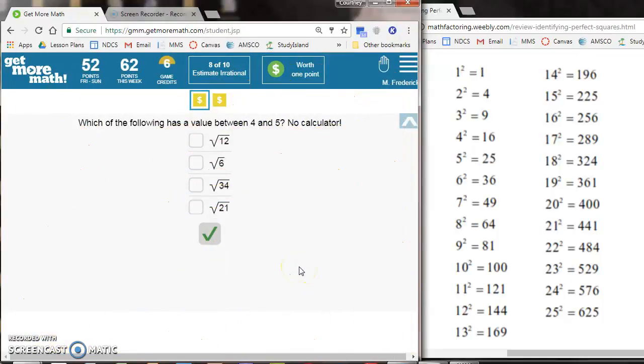Which of the following has a value between 4 and 5? 4 squared is 16, 5 squared is 25, so we are looking for some value that is the square root of a number between 16 and 25, so the square root of 21.